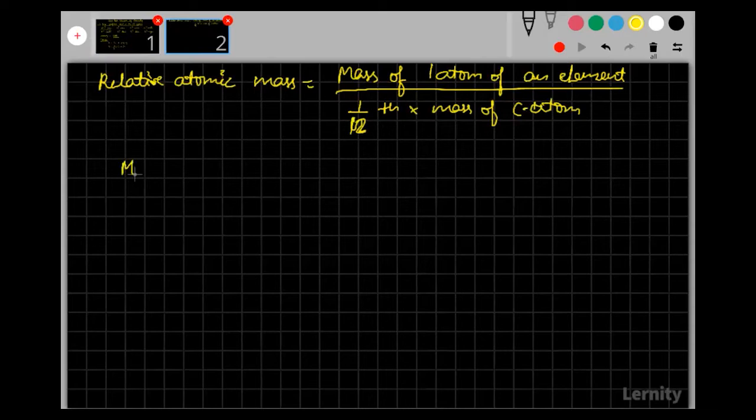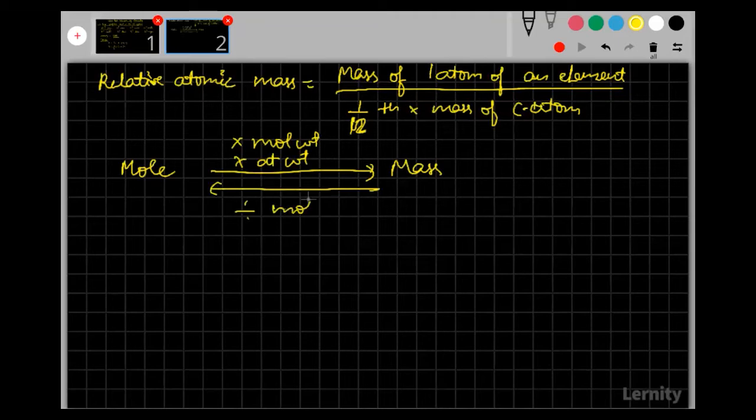Now, how is mole related to mass? How is mole related to number of atoms? How is mole related to volume? This is what we have to see now. Mole is related to mass if we multiply with molecular weight or atomic weight. If I want to convert a given mass to moles, I have to divide it by molecular weight or atomic weight. If an atom is given, I consider atomic weight. If a molecule is given, I consider the molecular weight.